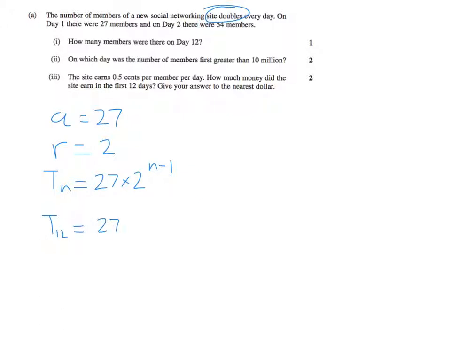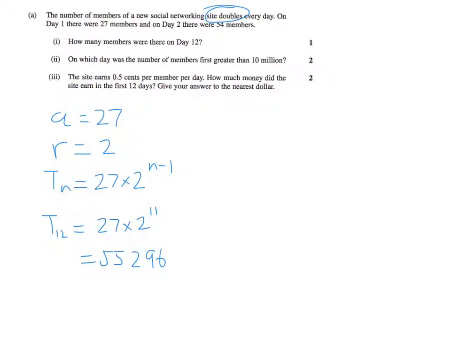So, first of all, a is 27. My ratio, it's a GP, doubles, timesing it by 2 every day. So my ratio is 2. So my nth term is 27 times 2 to the n minus 1. Now when n is 12, that means I'll have 27 times 2 to the power of 11, which is 55,296 members on the 12th day.